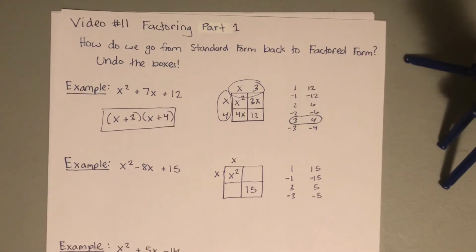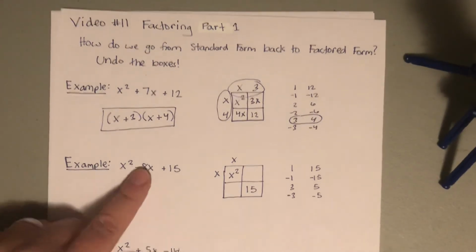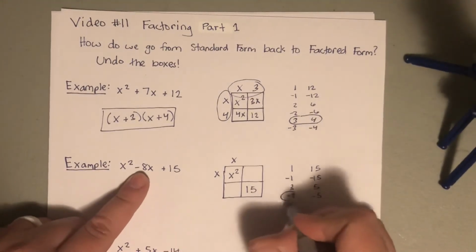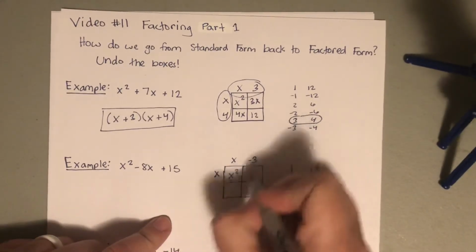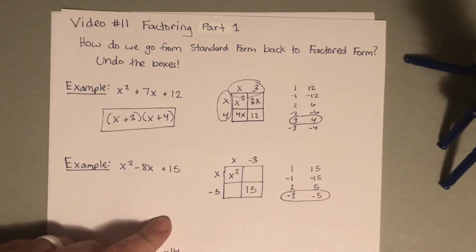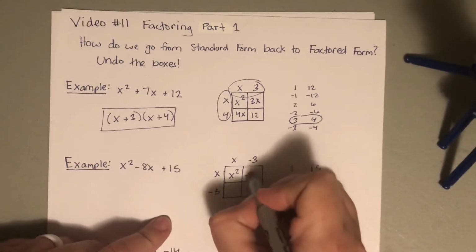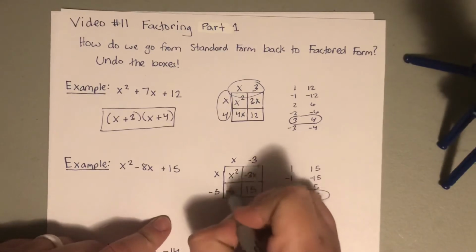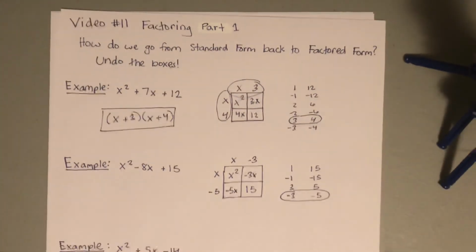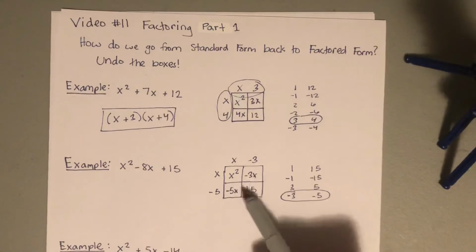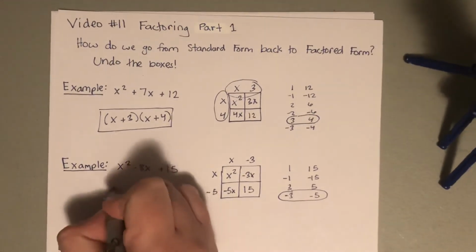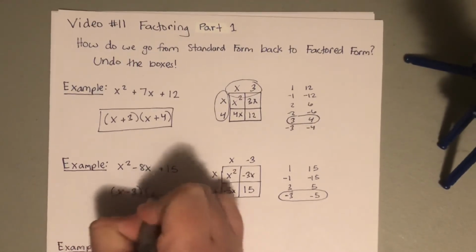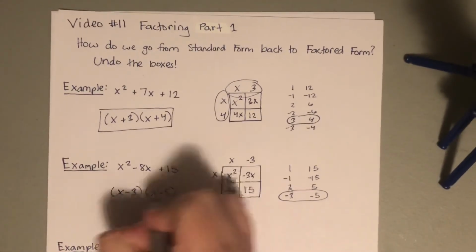So those are all the ways to multiply to get 15. The question is, which one of those will also give me a -8? And the answer is -3 and -5. Because if I make that a -3 and that a -5, I'll get -3x and negative 5x, which is going to add up to be negative 8x. So that means my two factors are going to be x minus 3 and x minus 5.